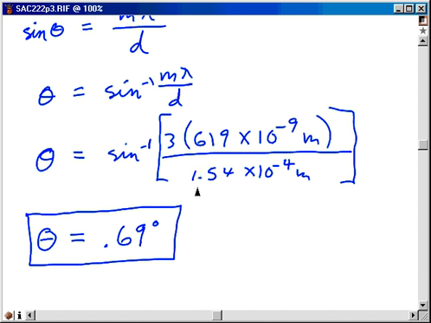Now, when you get a big slit spacing compared to the wavelength, let's see, this is 619 times 10 to the -9th. This would be 154,000 times 10 to the -9th, and that's huge compared to the 619 times 10 to the -9th. So we've got that case where you've got a big slit spacing. The diffraction pattern is very closely packed. That third order one is only out there at an angle less than a degree, and the first and second order maxima are even closer to the central maximum than that. So that wraps it up for this problem.